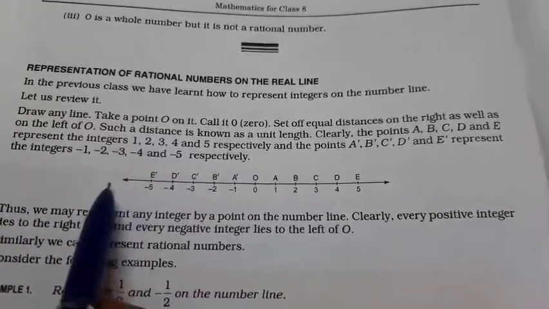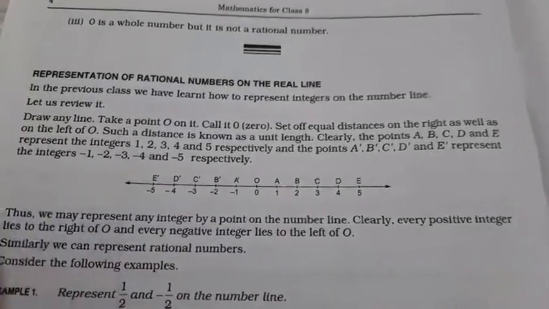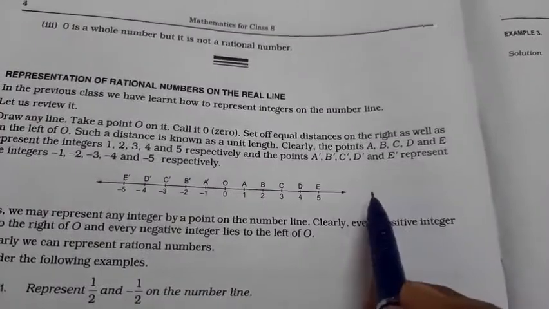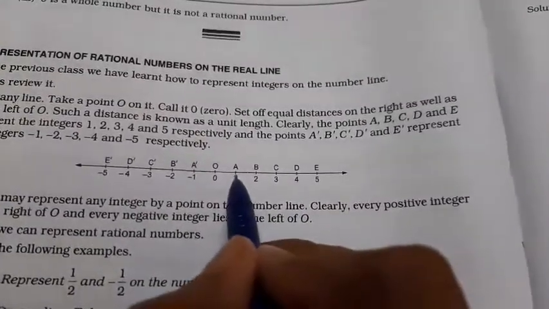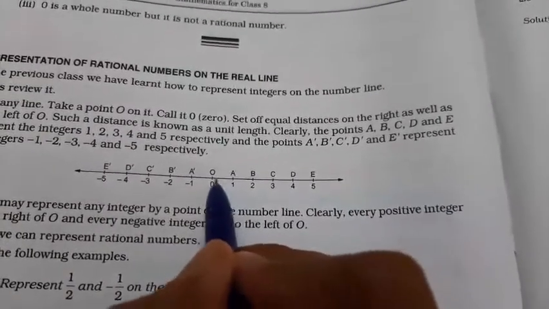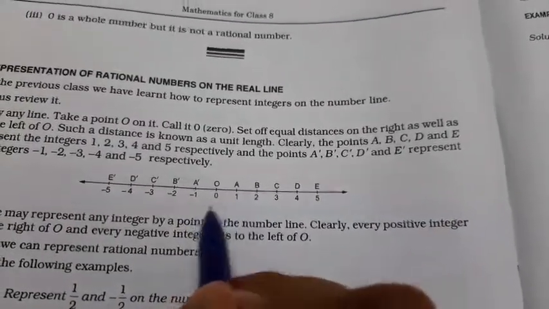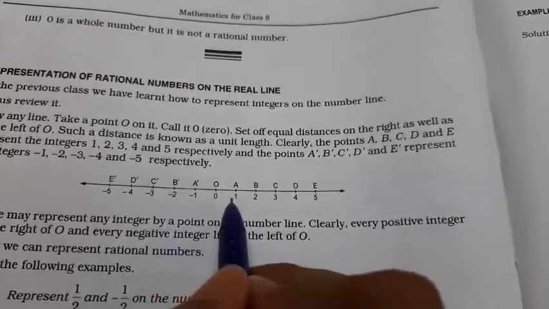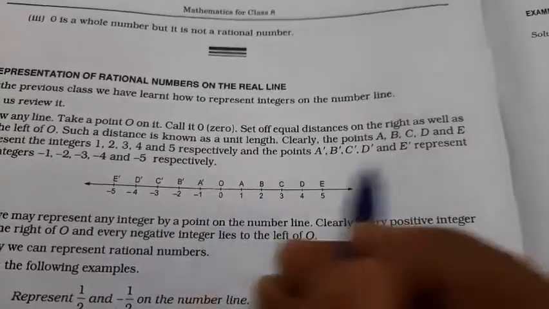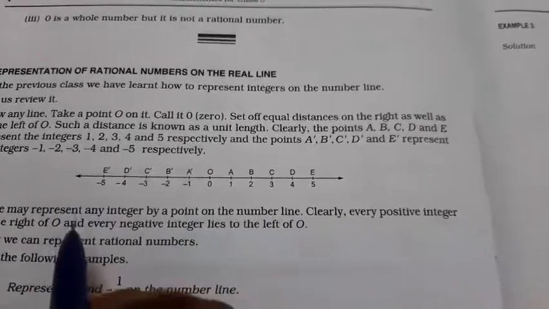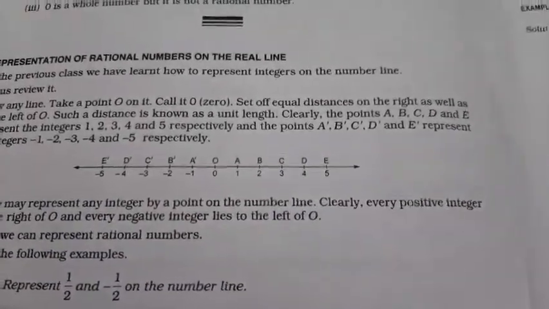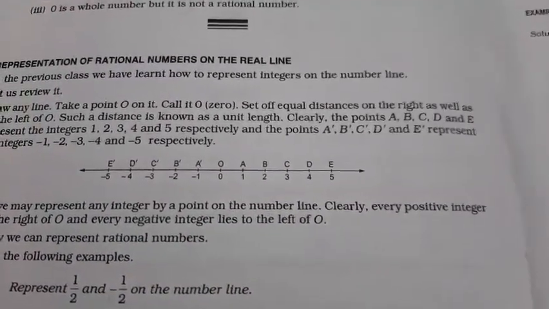So we can write minus 6, minus 7, anything on the left side, and positive 6, positive 7 on the right side. And you have to know the gap between two digits, meaning 0 and 1, minus 1 and minus 2, must be the same. So when we have to draw, you have to use your scale and pencil. Don't use pen. Don't use pen.